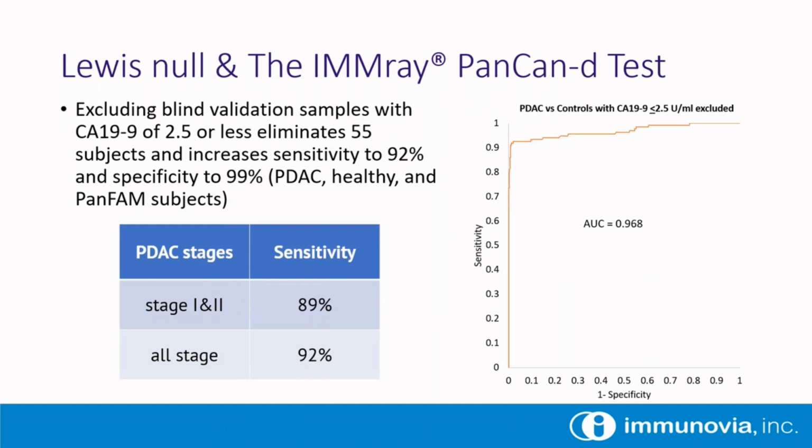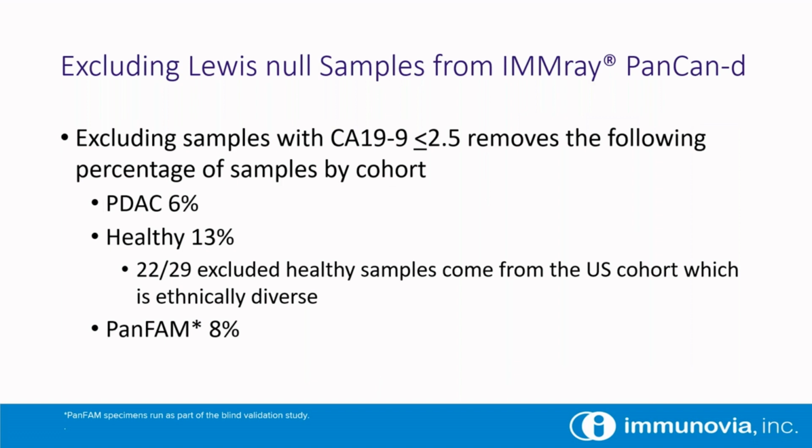When I did this, we removed about 10% of individuals from the blind validation study in total, 55 subjects, and we increased our sensitivity for stage 1 and 2 cancer from 85% to 89%, and for all stage pancreatic cancer from 87% to 92%. I think really excellent performance characteristics. What we excluded were about 13% of healthy individuals, and most of these came from the United States, which had a much more ethnically diverse cohort.